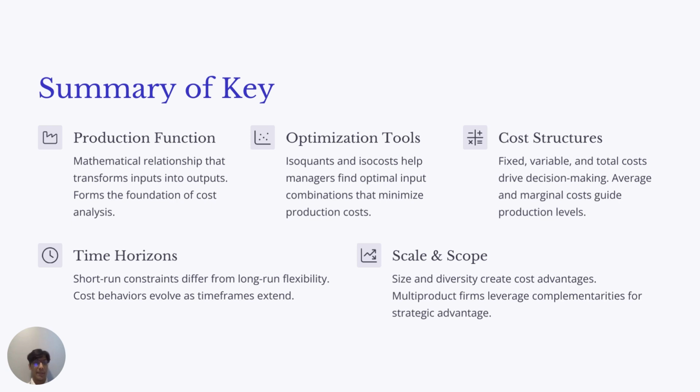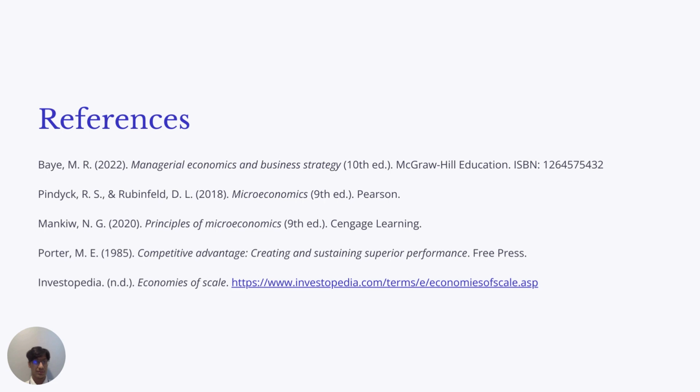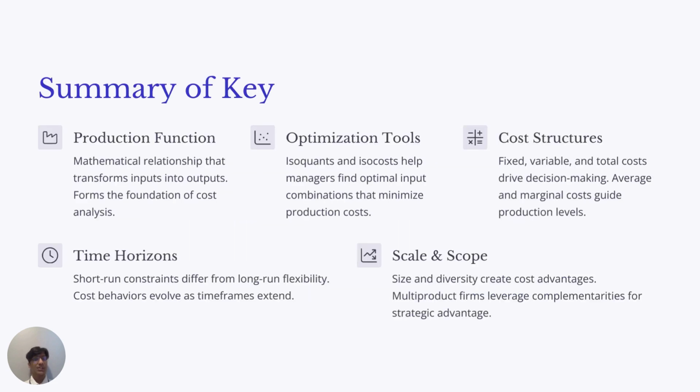Let's wrap up today. Today, we explored production functions, short run and long run cost structures, cost minimization strategies, and the role of scale and scope in shaping a firm's cost efficiency. We looked at how real world companies from Tesla to Disney apply these principles to drive success. These concepts are not just theoretical, they are practical tools for managers like you and me.